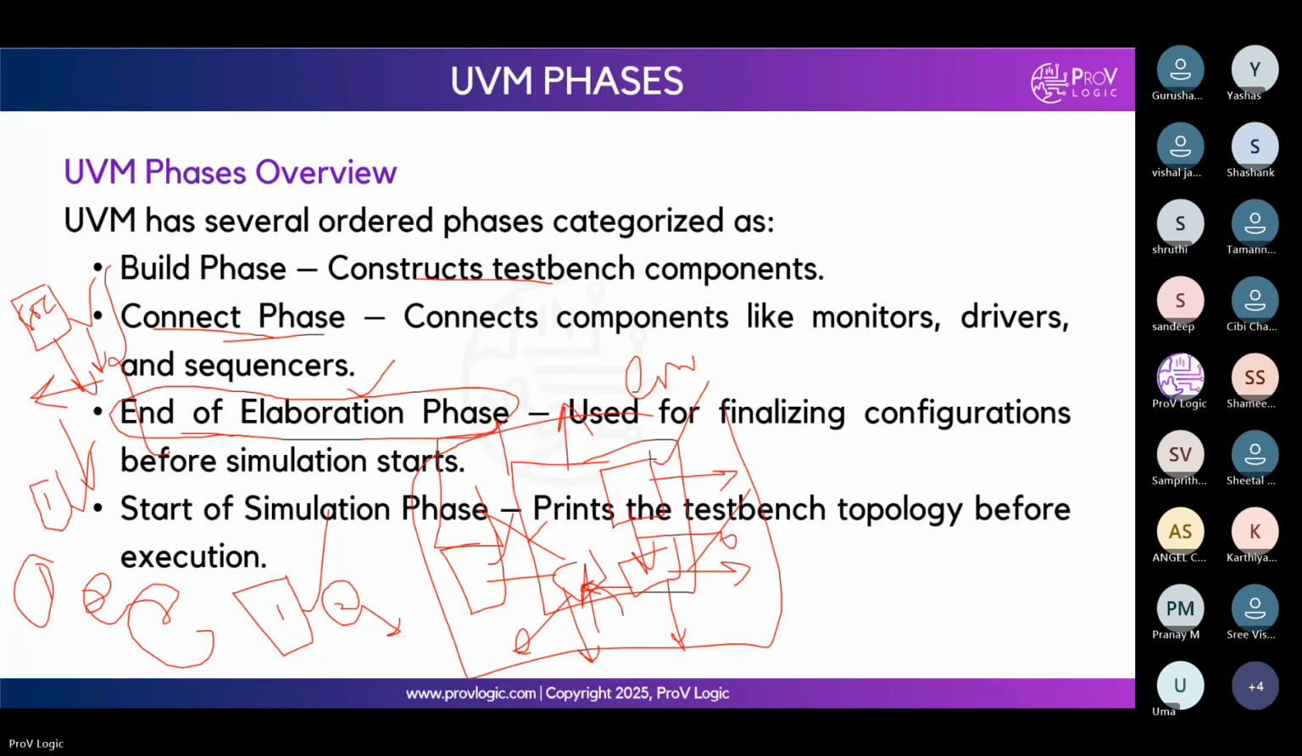Okay, and next, start of simulation phase. Start of simulation phase means topology. We know the reporting mechanism, right? Reporting mechanism means macros: UVM info, UVM warning, UVM error, UVM fatal. These types of statements we write for displaying something at the output side. In SystemVerilog, we use $display, $monitor. In Verilog also $monitor, $display, $strobe. Like that, in UVM we use these reporting mechanism macros.